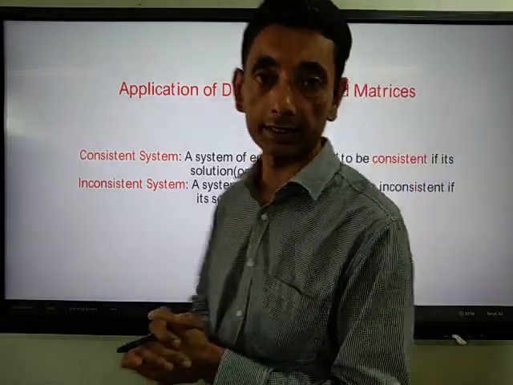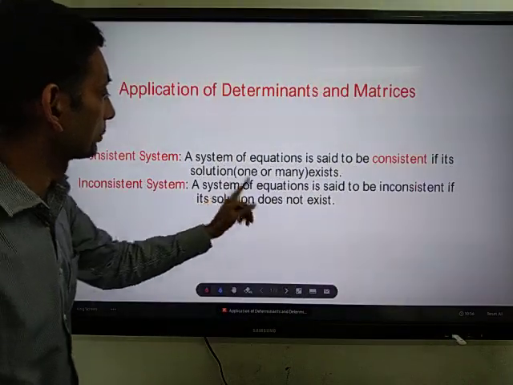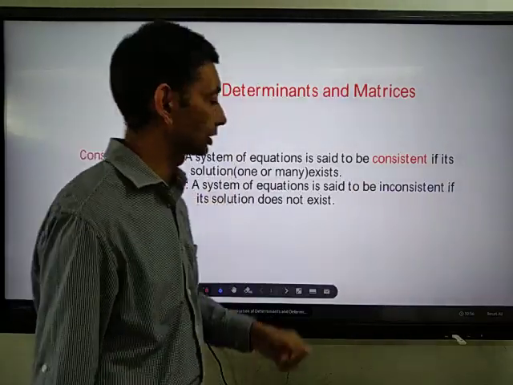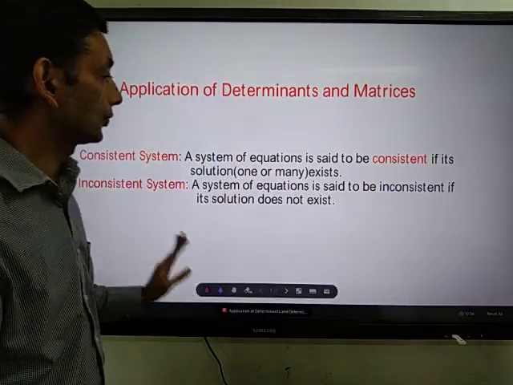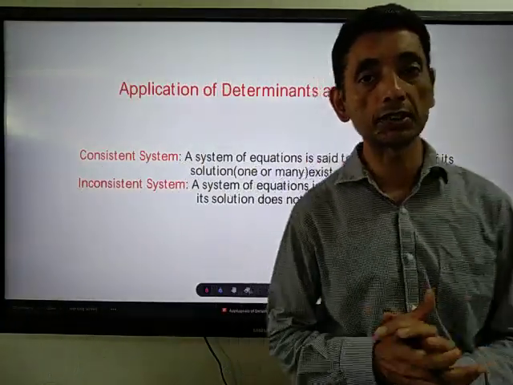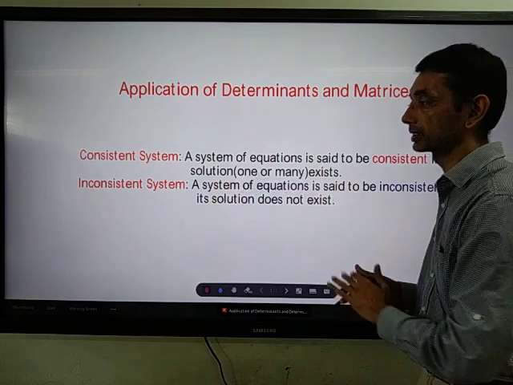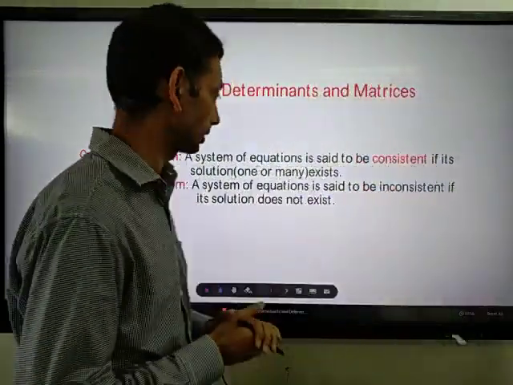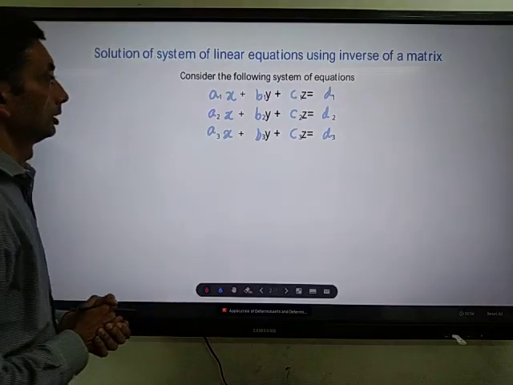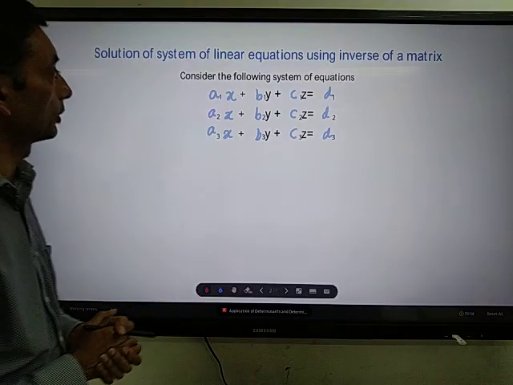And what is an inconsistent system? A system of equations is said to be inconsistent if its solution does not exist. That means if we are not able to get a solution, if the solution does not exist, then the system is said to be inconsistent. Let's move to the system of linear equations.